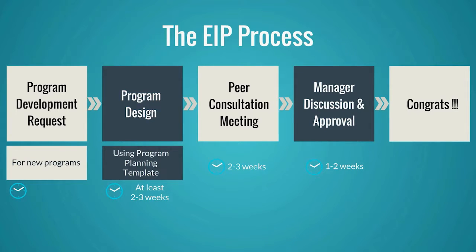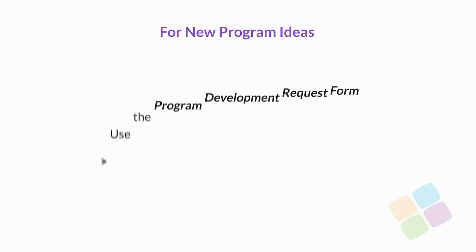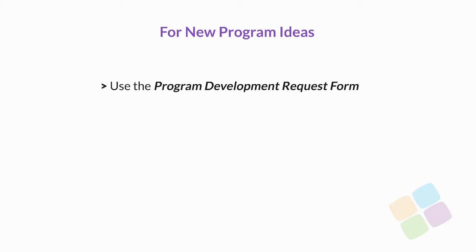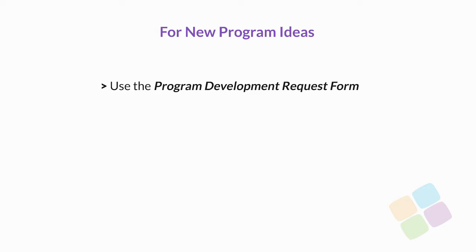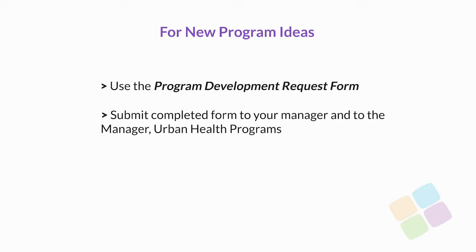Now we'll cover each step in more detail. If you have an idea for a new program or service initiative, you'll start by completing a program development request form. You can complete this alone or in consultation with colleagues or key stakeholders. The form is used to document your initial ideas about the program or area of need and to ensure that the idea fits within Unison's strategic priorities. Your manager will review the form along with the manager of urban health programs. Once the request has been approved, you can proceed to the next stage of the process.